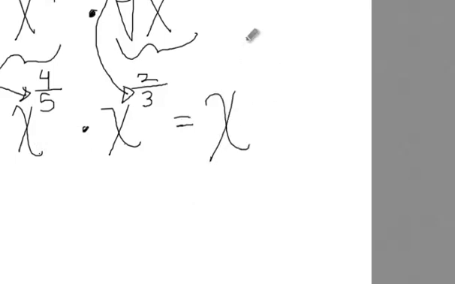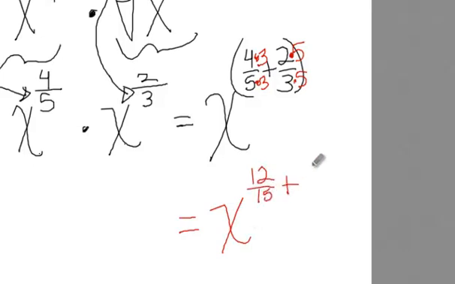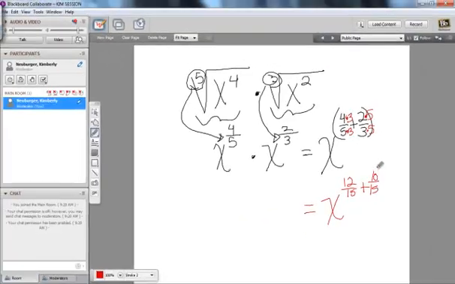So this becomes x to the 4/5 plus 2/3. And we can add 4/5 and 2/3. In order to add them, we need a common denominator. So I'm going to multiply top and bottom here by 3 to make a common denominator of 15. On top and bottom here by 5 in order to make a common denominator of 15 there. This changes this into x to the 12/15 plus 10/15. That we're able to add, and this becomes x to the 22/15.